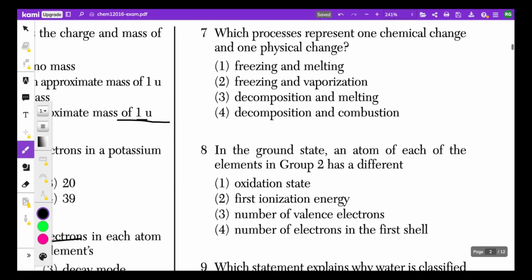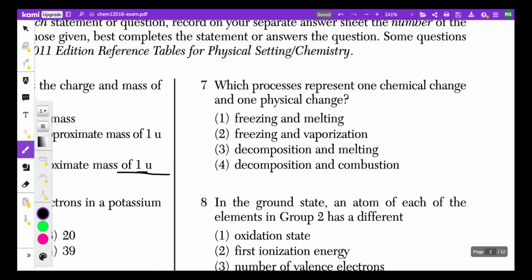Which one is a chemical change? So this is something to know. Imagine if we have a water molecule. And I'm not gonna draw the lone pairs. Actually, I am. I'm gonna draw the lone pairs. And let's say I have another water molecule.